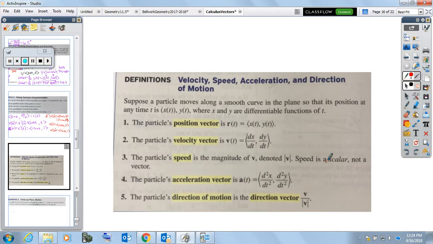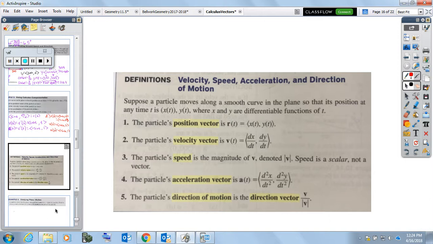Always keep in mind, guys, that speed is a scalar. It is not a vector. We talked about that in the very first video. Lastly, acceleration is our second derivative of position or our first derivative of velocity. And then we've already talked about the direction vector as well, guys. This is our direction of motion: our vector over the magnitude of the vector.